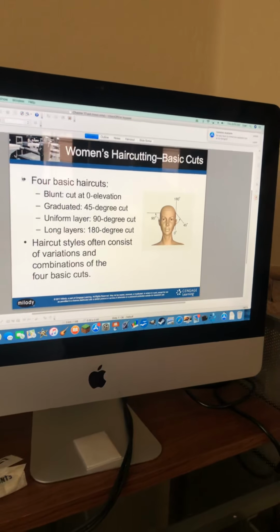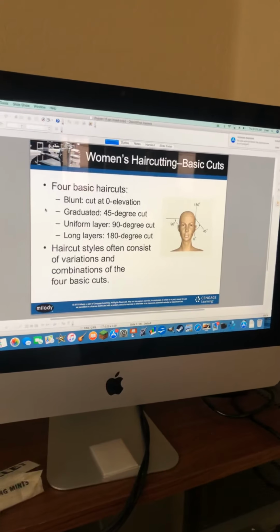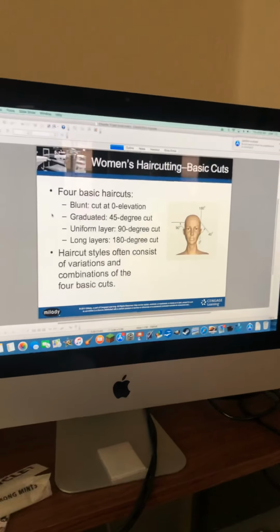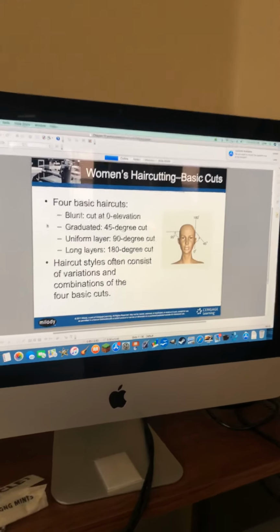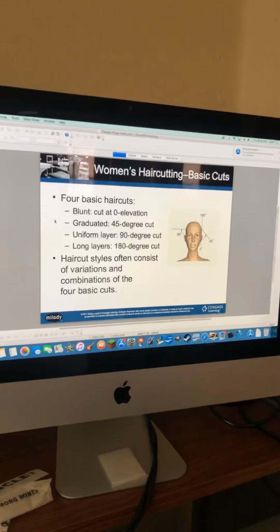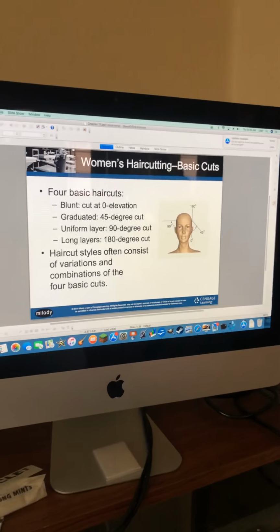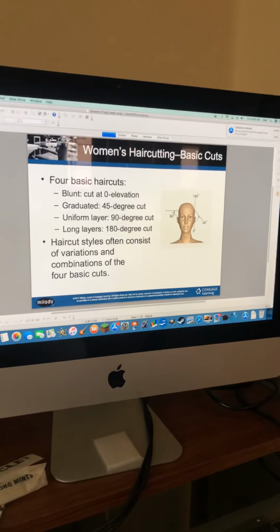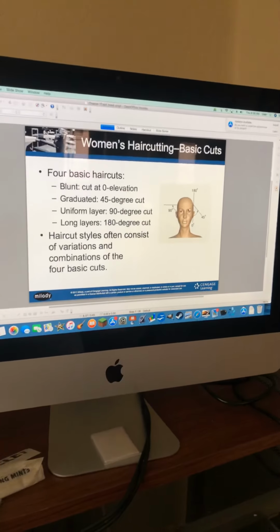Four basic haircuts. You've got your blunt cut, which is 0 elevation. You've got your graduated 45-degree cut. And then you've got your uniform layer cut, 90-degree. And then the long layer is the 180-degree cut. Hairstyles often consist of variations and combinations of the four basic cuts. You can see in the diagram here, you've got your 0 here, your 45, your 180, and then your 90. And that's the degree or elevation at which you're actually going to be cutting the hair.